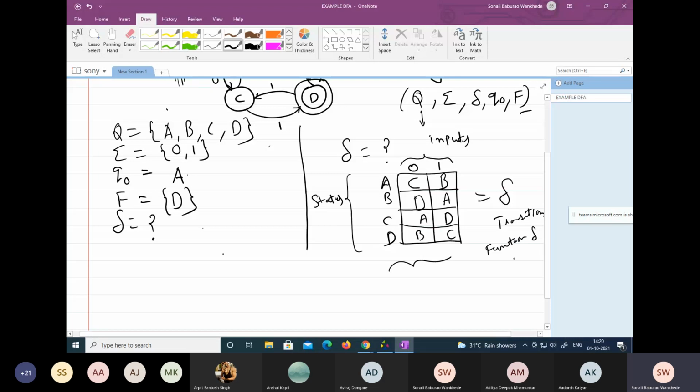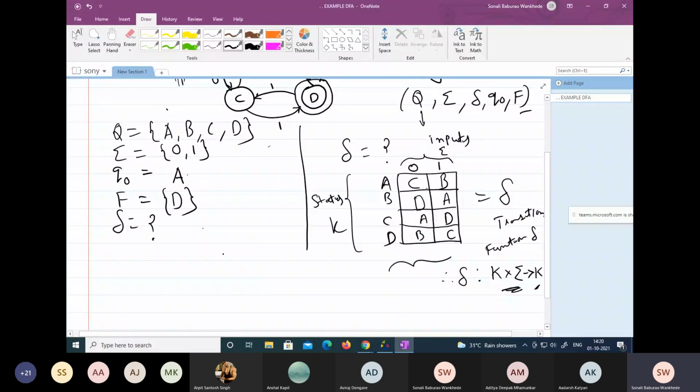And by the definition we have delta is what? Delta is nothing but K cross sigma into K. What is my K? K is my finite set of states, A, B, C, D. Sigma is my input symbols, that is 0, 1. K cross sigma gives me K.